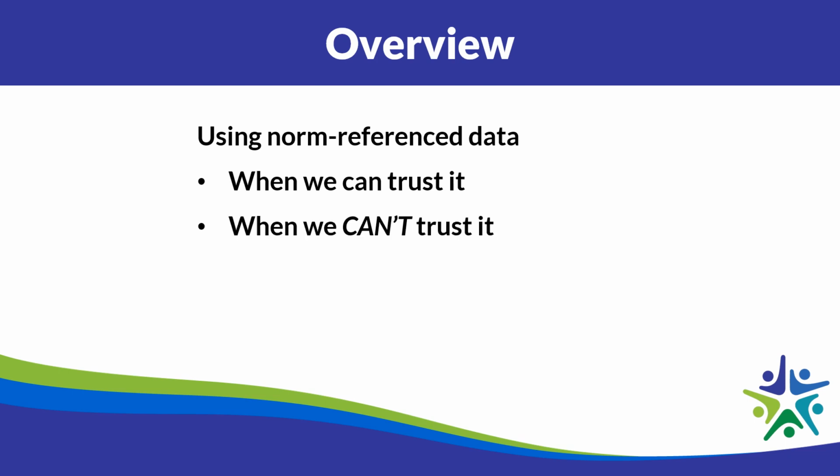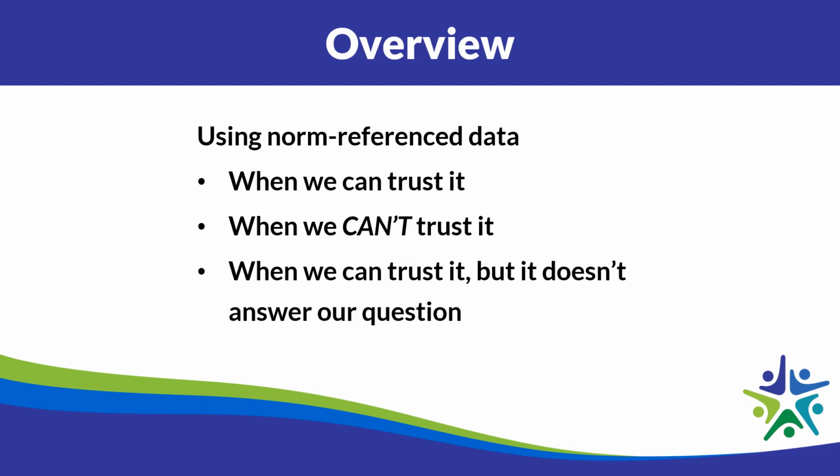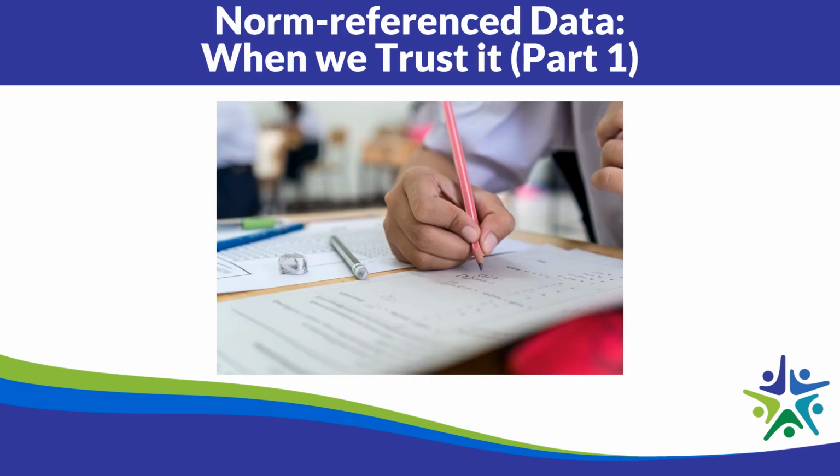Next, we'll talk about situations where we can't trust the test results. We'll talk about situations where there's clear bias in our tests. We also will talk through situations where biases are less obvious. Finally, we'll think about norm reference tests within broader comprehensive evaluation processes. And so we'll discuss how these tests don't always answer our clinical questions and how we need to complement them with additional test data.